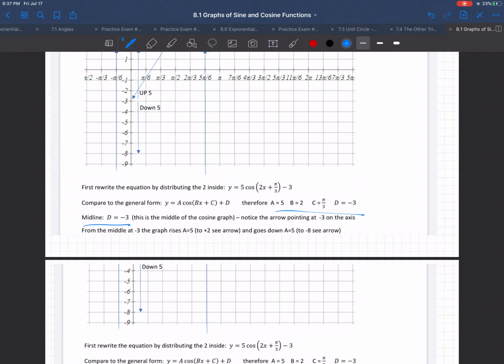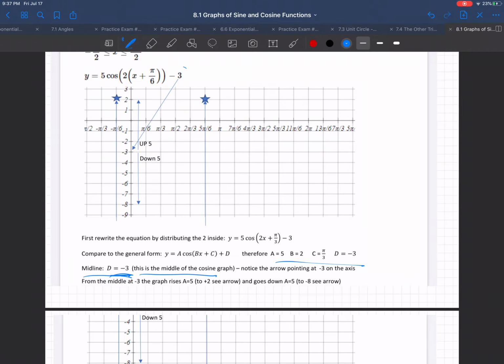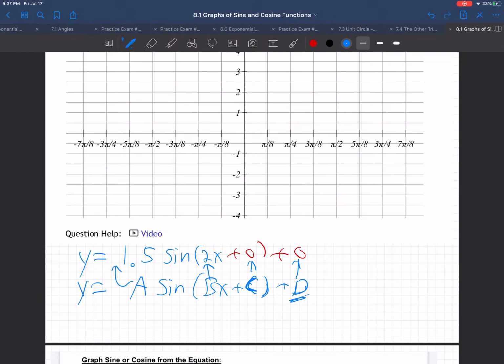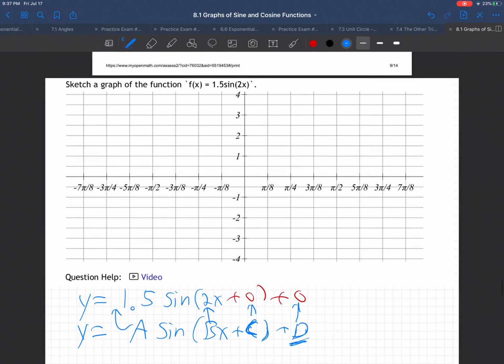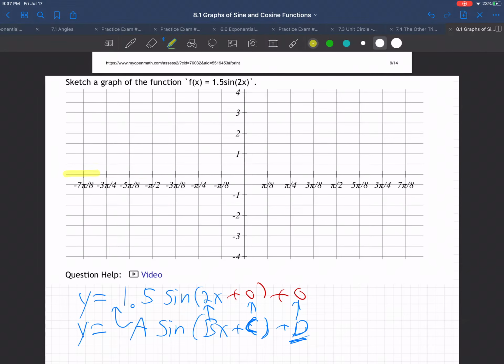All right, next, find the midline. D is the middle of the graph, cosine or sine. So you take whatever's off to the right here, and that becomes your midline. Ours is 0, so our midline is right through there. Nothing fancy going on. That's the middle of the graph.